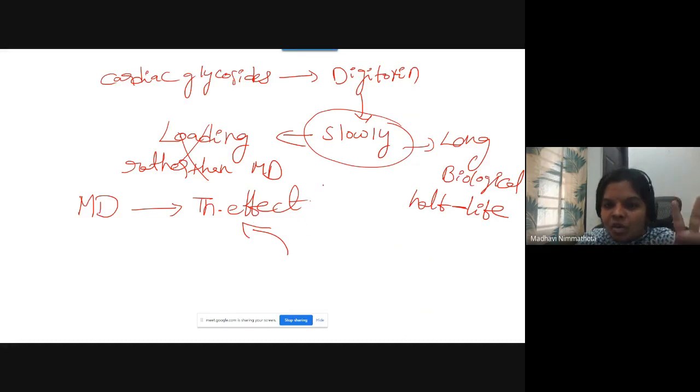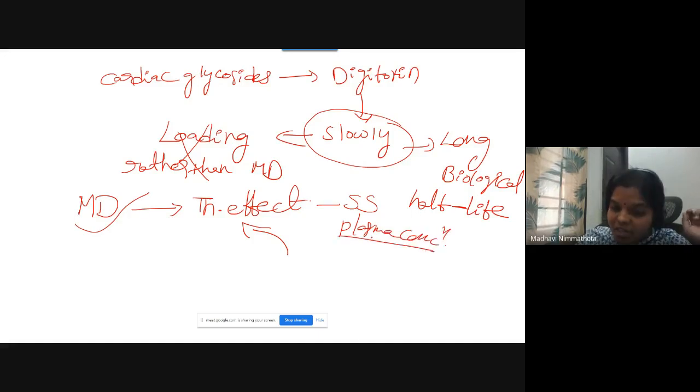Okay, so because of the slow elimination process of these types of drugs, due to its long biological half-life, we can negotiate its loading dose. Loading dose is nothing but the beginning dose of a course interval. So we may call it as loading dose. In such cases, we can take maintenance dose to achieve proper therapeutic effect at steady state plasma drug concentration.